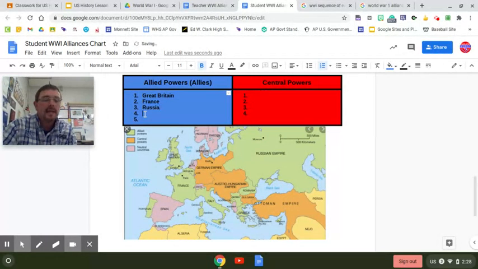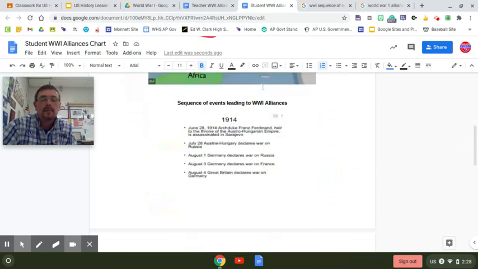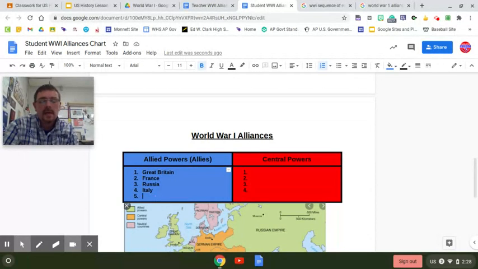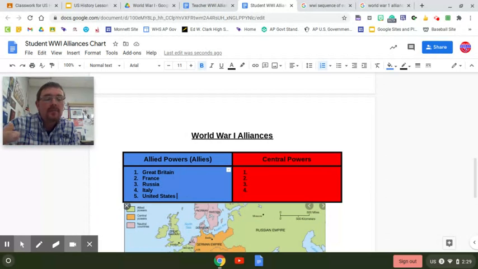Now, Italy switches sides. There's a treaty that creates this. Now, we don't have to worry about that. But Italy switches sides. So again, Italy goes from red to blue. And then the United States is going to add into the World War I alliance known as the Allied Powers or Allies. So allies is a word for friends. So when we think about the name, these are friends. They create an agreement to help each other.